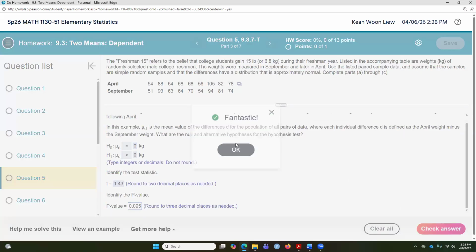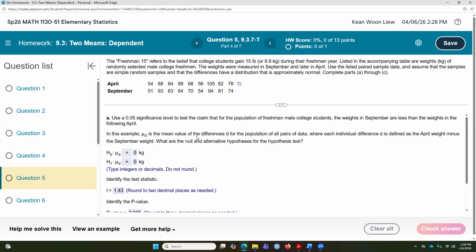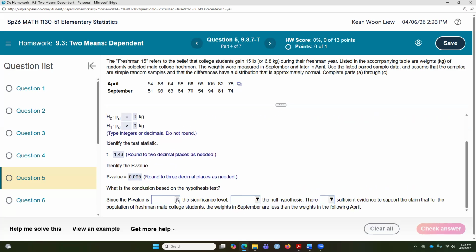And then the next question is giving us the p-value in this case, 0.095. The alpha is given to us as 5%, 0.05. So 0.095 is greater than that. So we do not reject the null, or we fail to reject the null. When you fail to reject a null, that is not sufficient evidence to conclude the claim here.